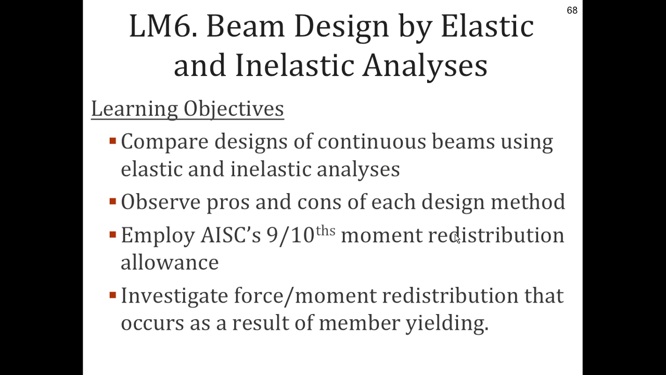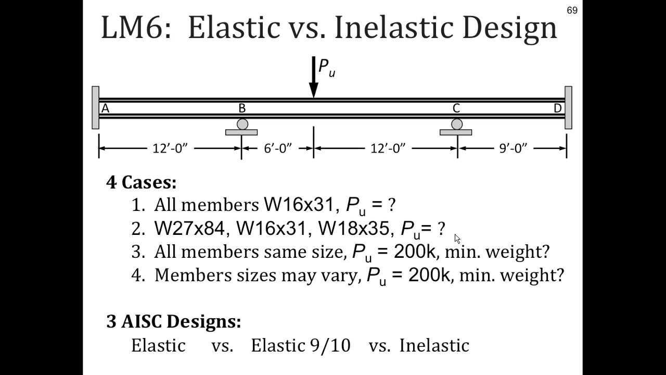Okay, I'm going to have to move along at a slightly quicker pace, but Learning Module 6 is all about going back and designing beams, and we're going to design the beams using the elastic procedure and also plastic design. That's what it originally was called, or now inelastic analysis. And of course, we also know that AISC has a 10% moment redistribution allowance, so how does that factor in, and how can we use it? All right, so here would be all the cases we look at.